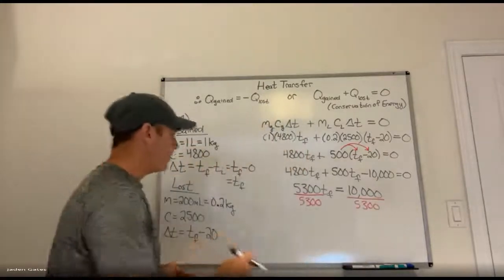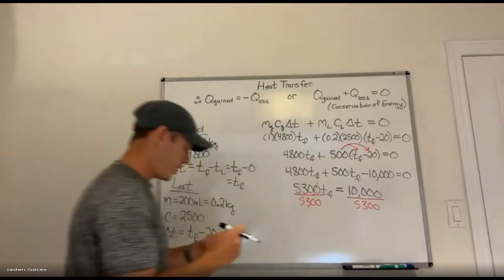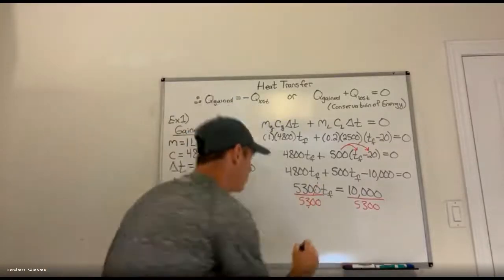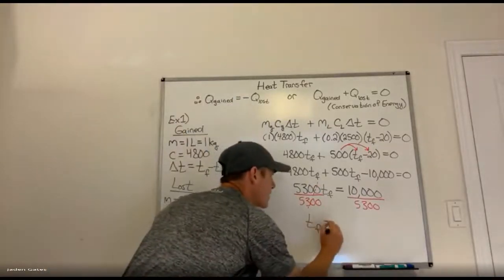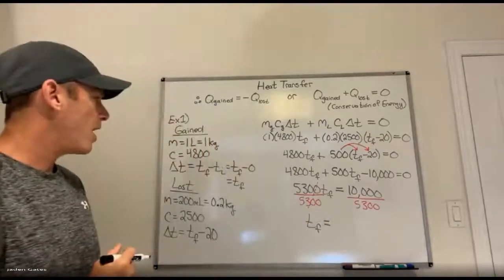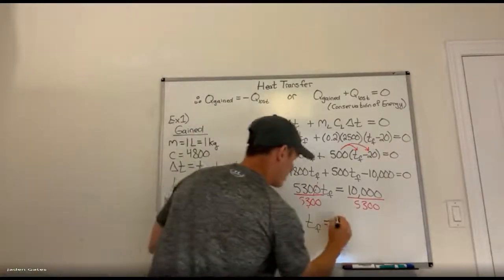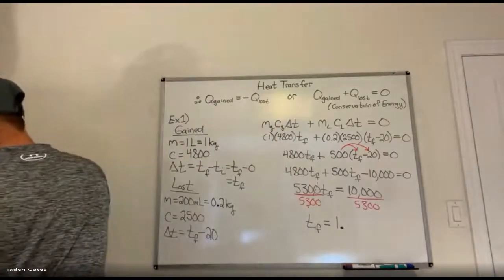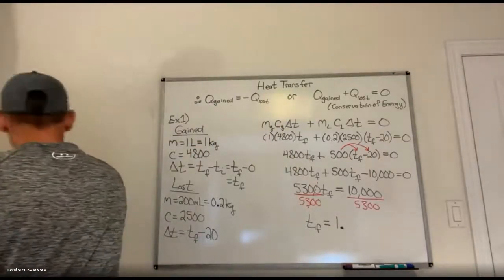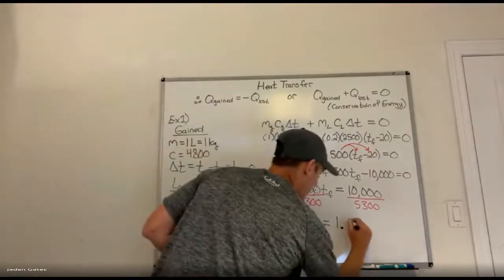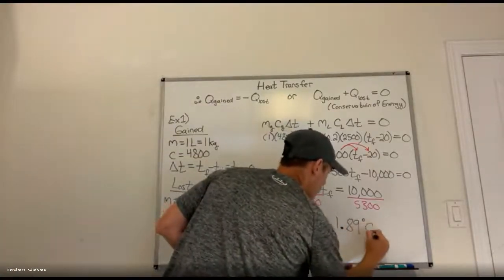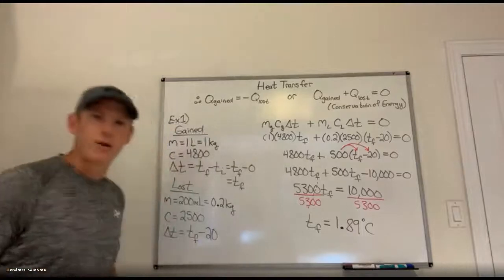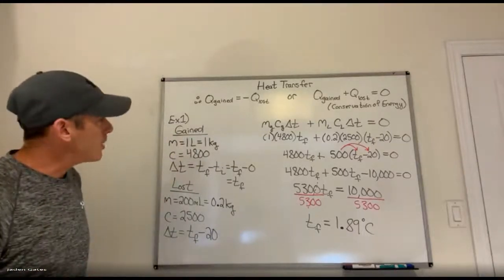And I end up with, those divide each other out. I'm going to end up with my final temperature here. That was the whole thing. I take 10,000 and divide it by 5,300. I know it's going to be 1 point something. And I end up with, let's see, do a little math, I get 1.89 degrees Celsius would be the final temperature of our mixture.